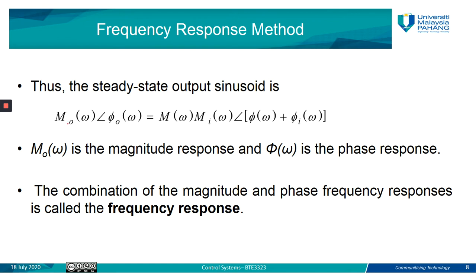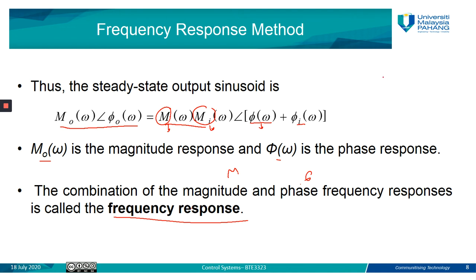So here, this is the output function, M out of omega, phi out of omega. This represents the input, the M from the input signal. This is the M from the transfer function. This is the phi of the system itself. This is the angle of the input. So here we have the magnitude response, and we also have the phase response. The combination of both the magnitude and phase responses is called the frequency response. So magnitude and phase give you the frequency response.